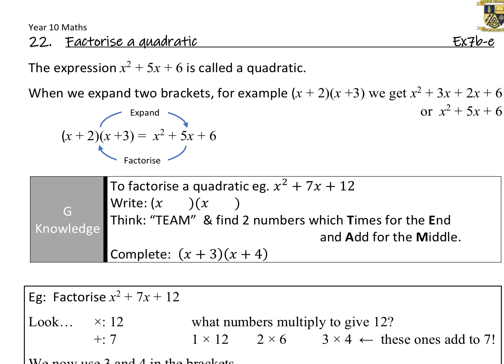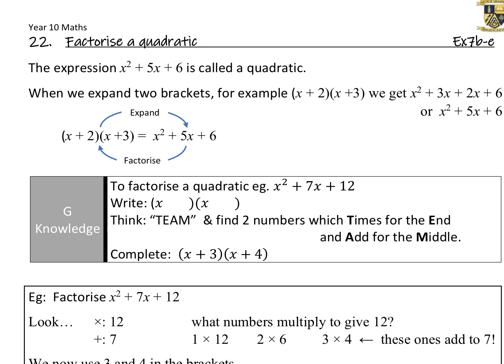When we expand two brackets, for example, expanding x plus 2 and x plus 3, we would get x squared plus 3x plus 2x plus 6, multiplying the terms together. Or if we simplify that, we get x squared plus 5x plus 6, which is a quadratic. So when you expand double brackets, what you get is a quadratic. Factorising a quadratic is the process of going back into double brackets. If there's a common factor, it might be a single bracket, but for quadratics, when there's nothing common between those three terms, it is going to be double brackets.